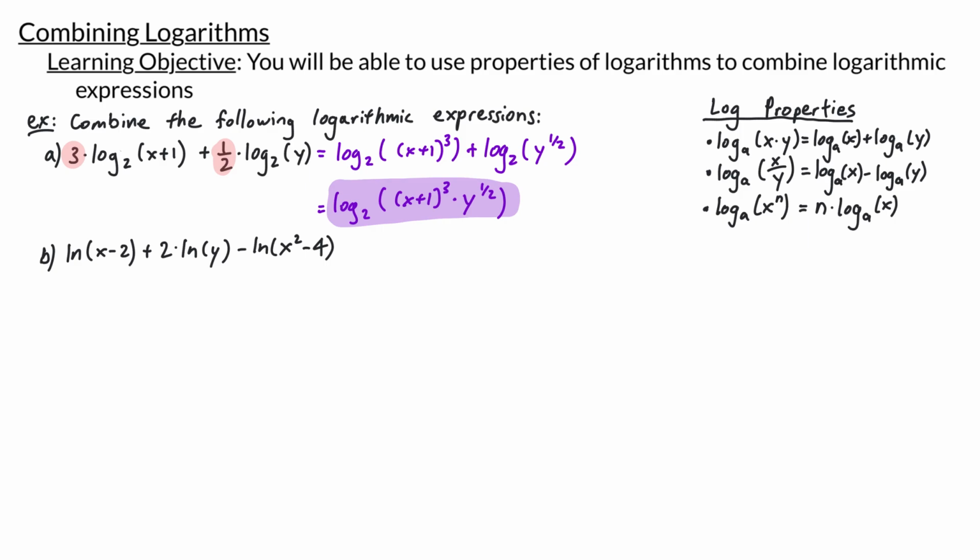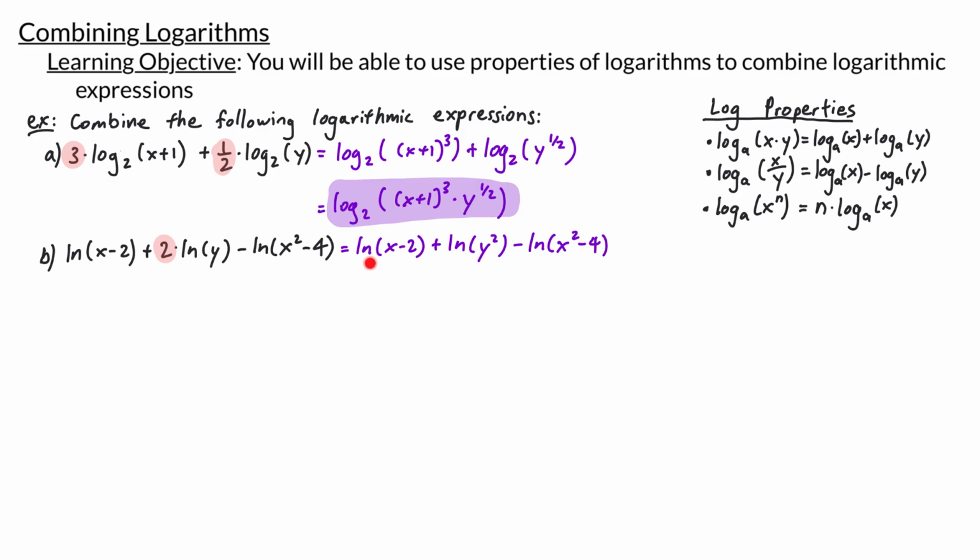The first thing we're going to do is take any multiples in front of the logarithm and bring them inside as exponents. So here we have a 2 multiplied to our second logarithm. We can bring that in as an exponent. So our expression becomes ln of x minus 2 plus ln of y squared, and then minus ln of x squared minus 4. Next, we can start combining our logarithms together.